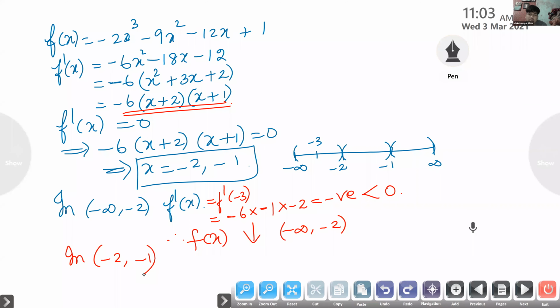Between minus 2 to minus 1. Karthik, minus 1.5. Yes, minus 1.5. Okay, find out what is f dash of x. What is the sign of f dash of x? Minus 1.5. If you substitute this, minus 6 into minus 1.5 plus 2 into minus 1.5 plus 1.